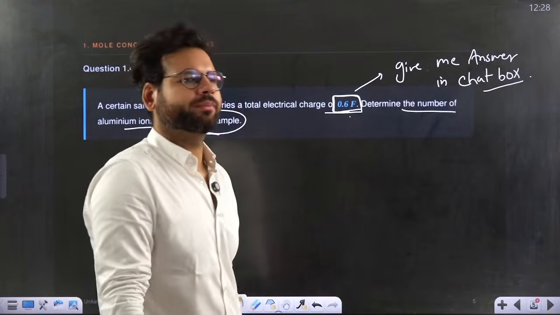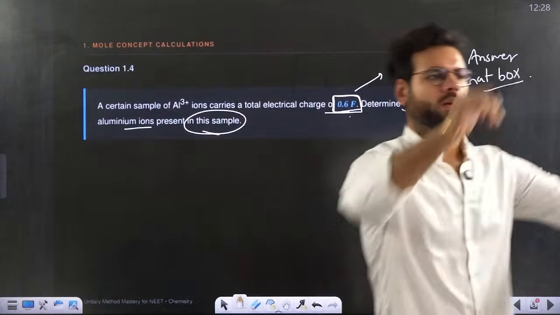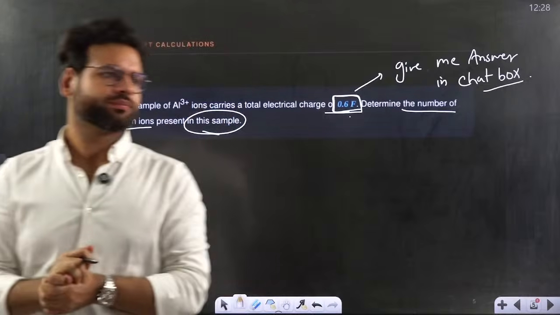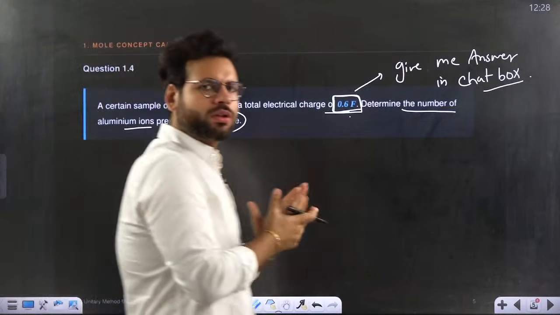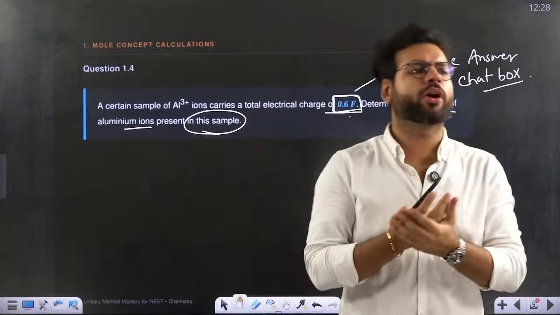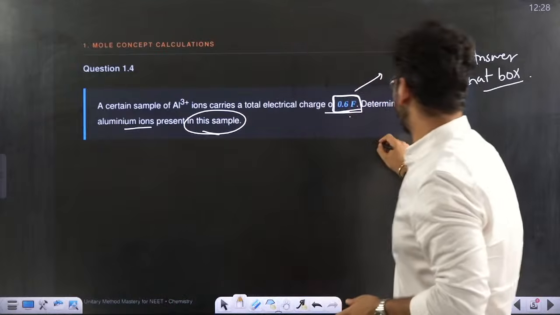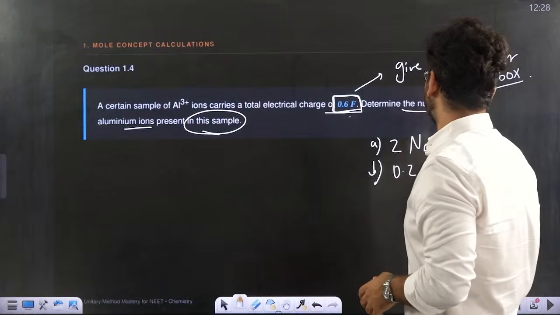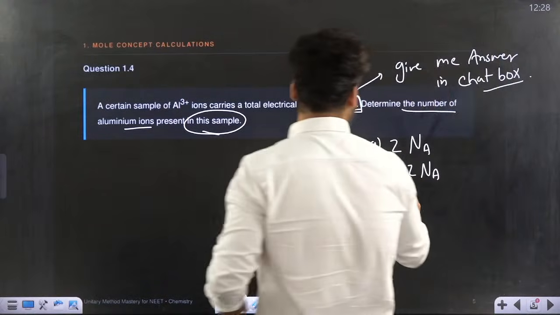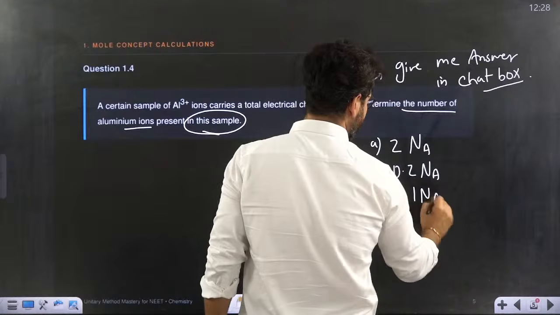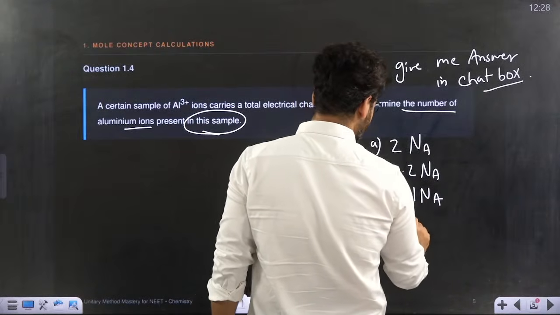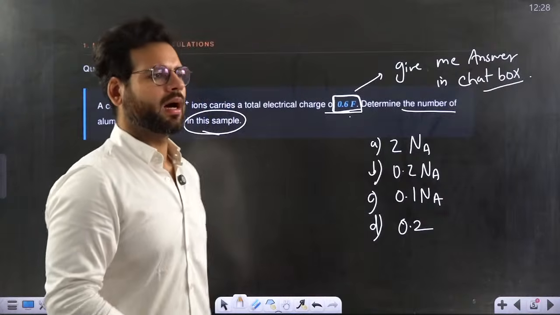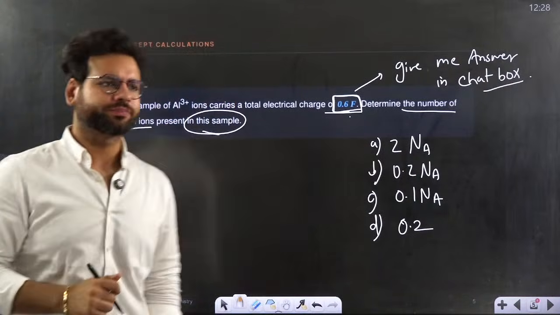Lavanya. Is the answer coming out to be 2 moles, 2 Na? Is it 0.2 Na? Is it 2 Na? Is it 0.2 Na? Is it 0.1 Na? Is it 0.2 only? How many aluminium ions are there?